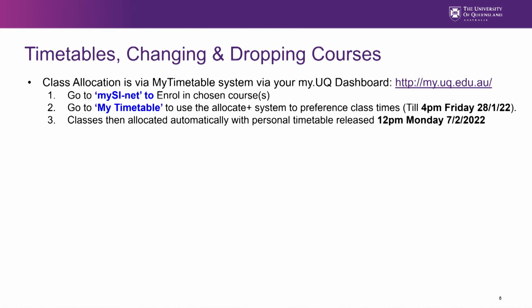So, timetables, changing and dropping courses. Your class allocation is done via the My Timetable system, which you access via your My UQ dashboard. Go to My SciNet to enrol in your chosen courses. Then you need to go to My Timetable to use Allocate Plus to preference your class choices. This is open until 4 p.m. Friday the 28th of January. Classes are then allocated automatically and your personal timetables will be released on Monday the 7th of February.